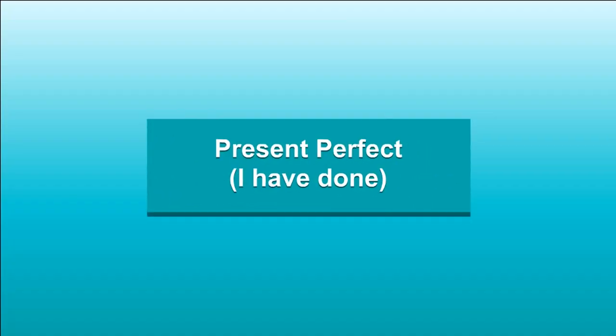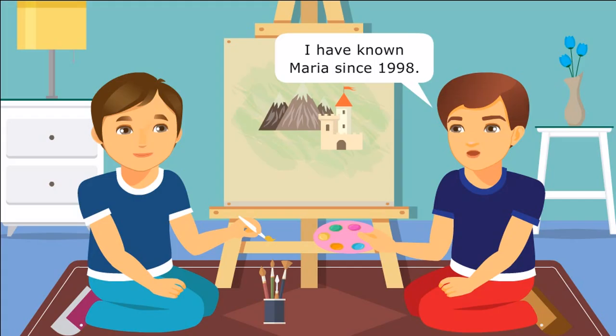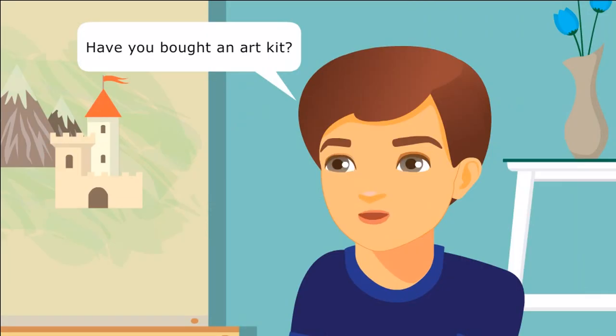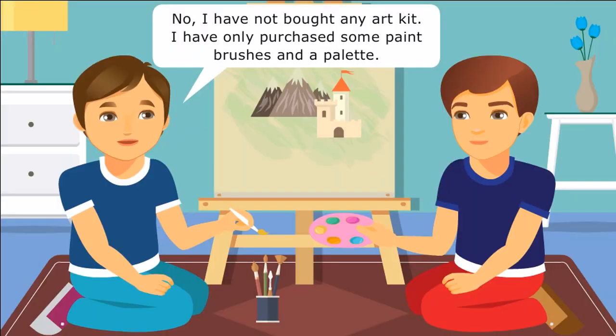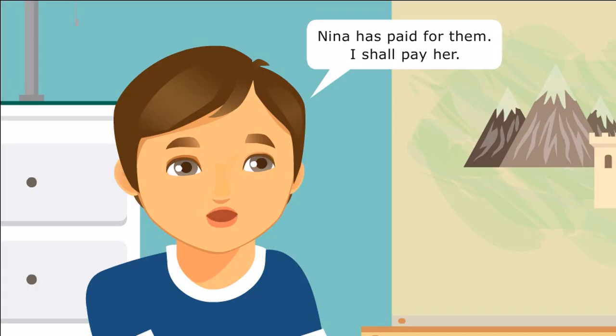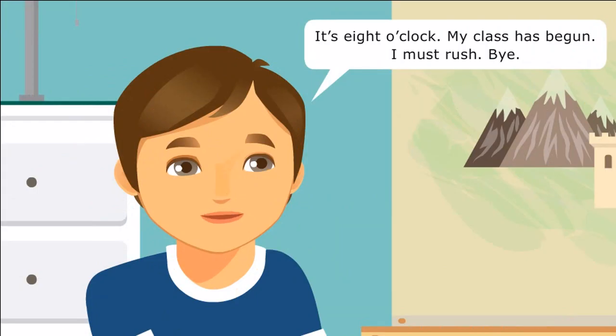Present perfect, I have done. Hi Karthik, I have joined Maria's art classes. I have known Maria since 1998. She has trained her students very well. Have you brought an art kit? No, I have not bought any art kit. I have only purchased some paint brushes and a palette. Nina has given me some spare color tubes. You can use them. Nina has paid for them. I shall pay her. She has used a little from each one. You need not pay her. It's 8 o'clock. My class has begun. I must rush. Bye. Bye.